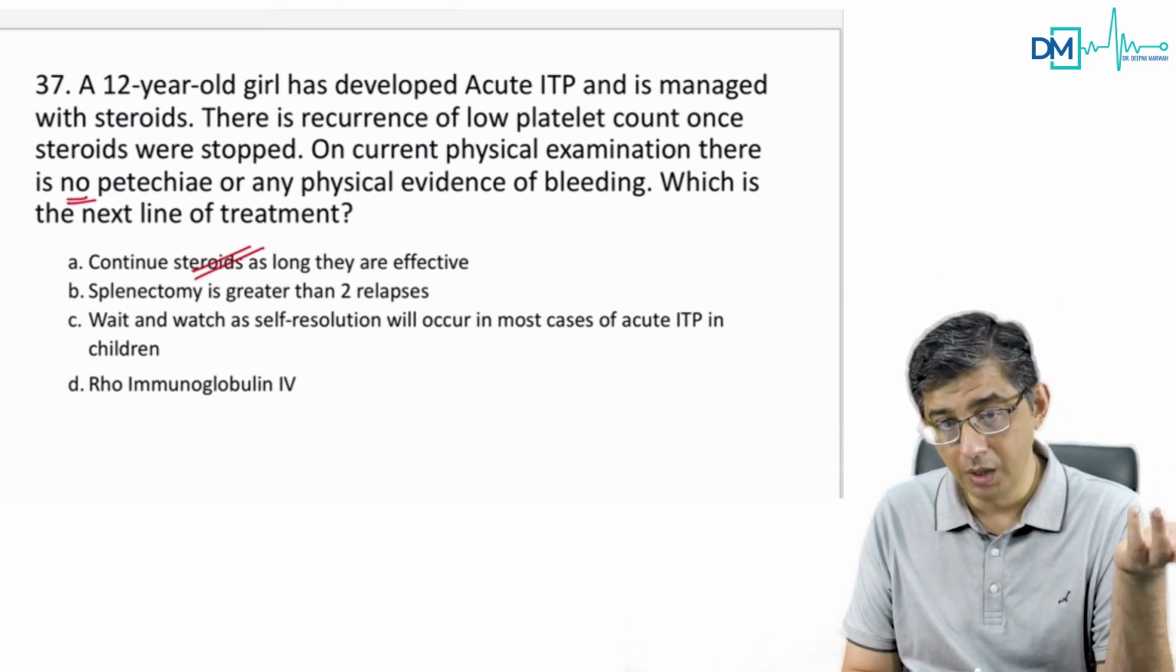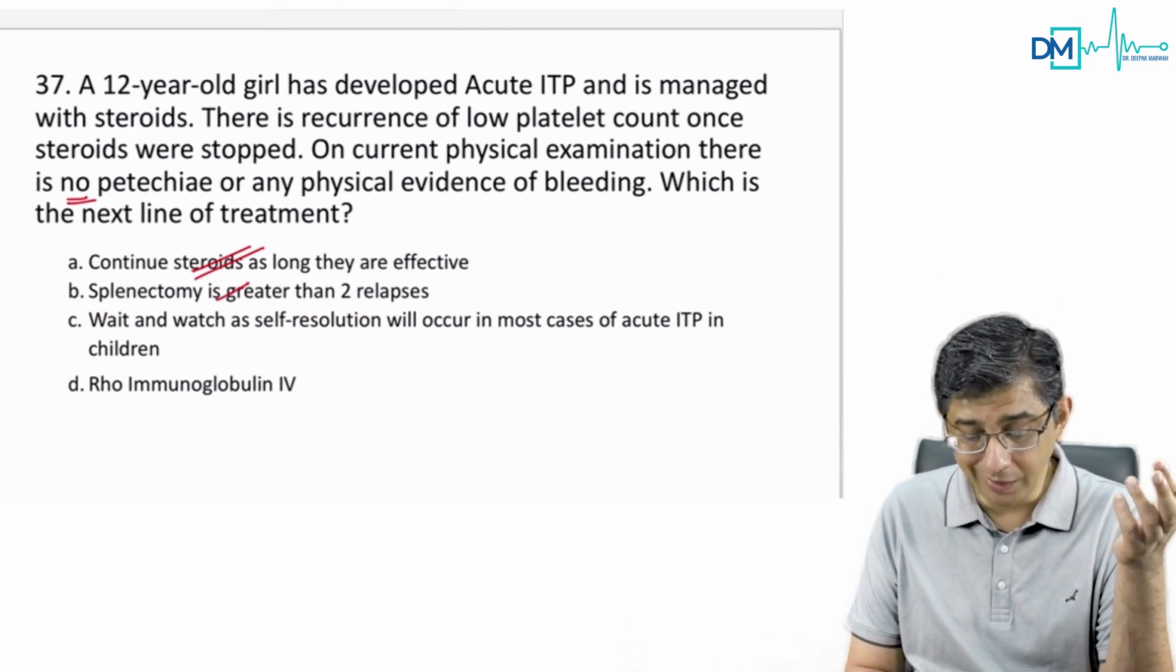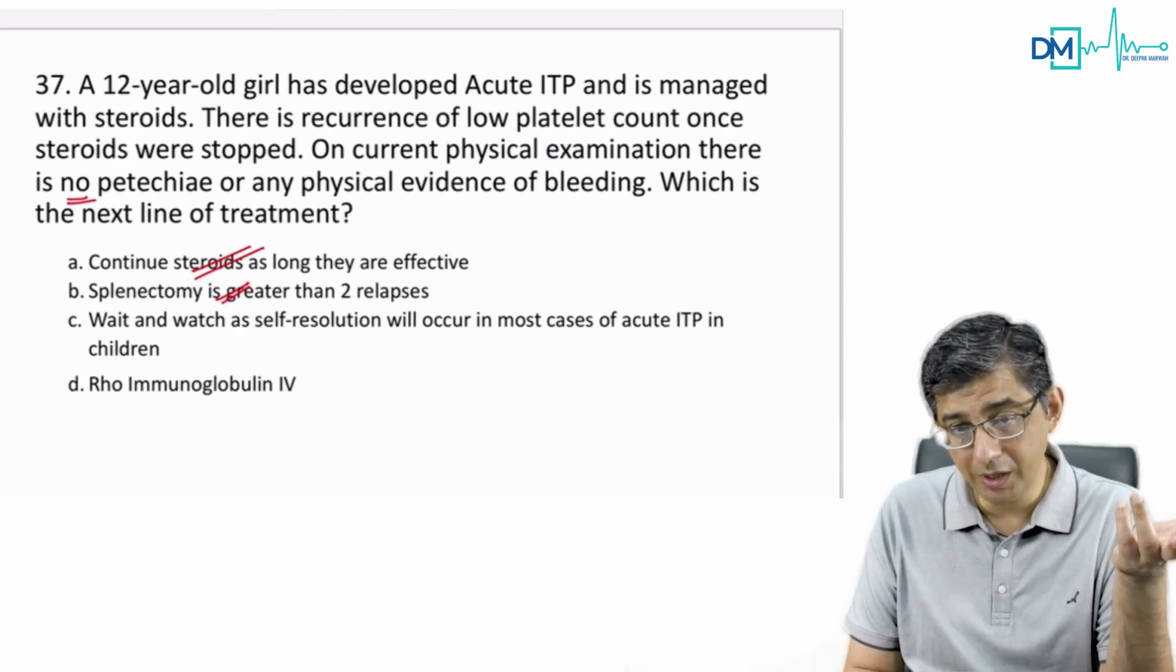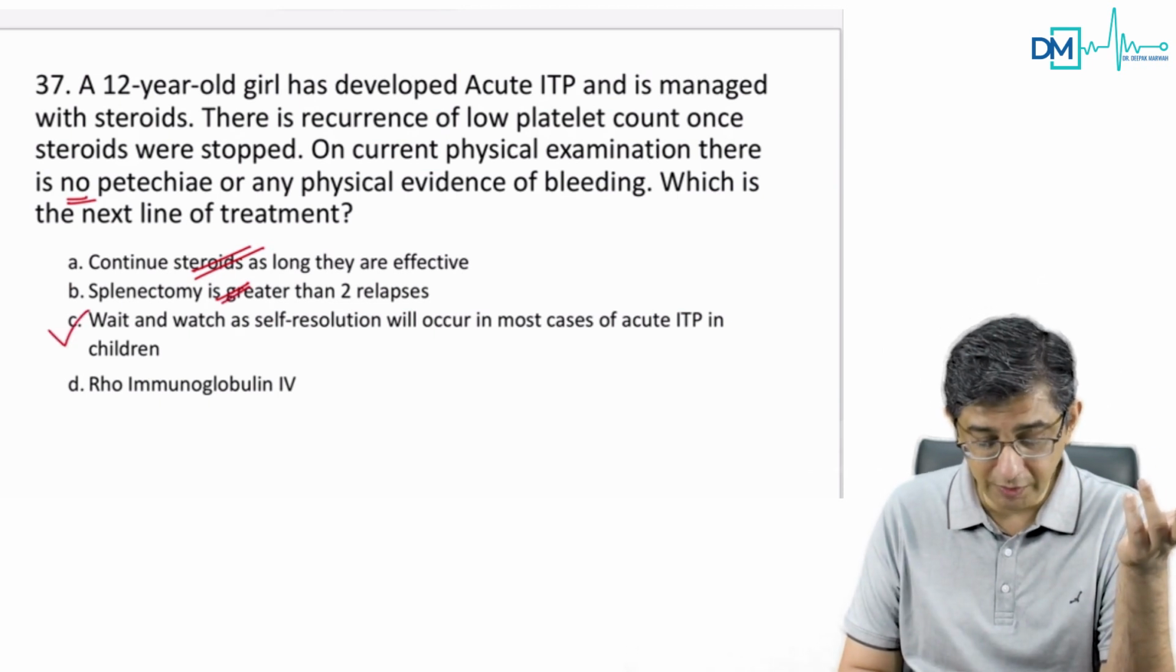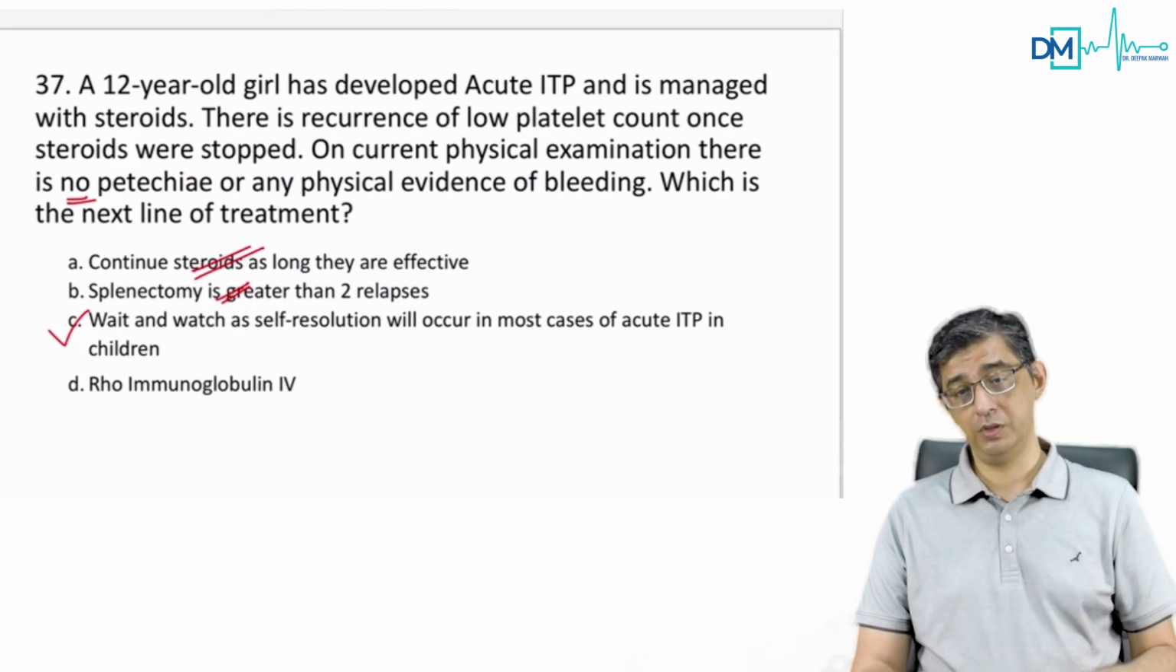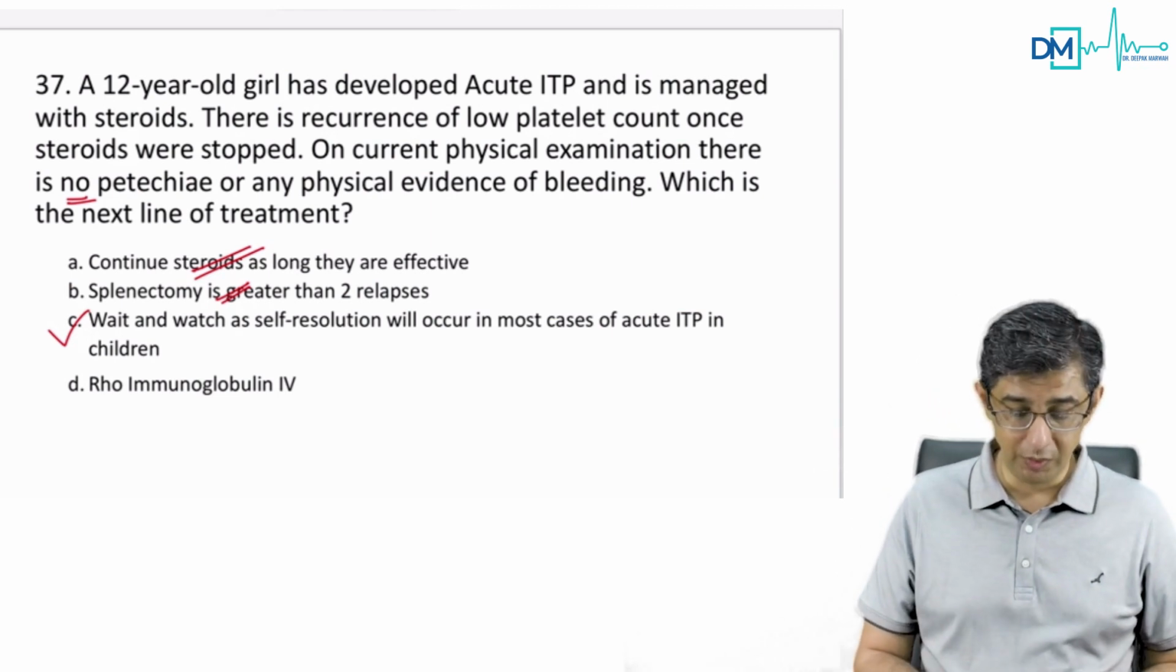So A is ruled out. Splenectomy is treatment for chronic ITP. As I said, this is a case of acute ITP. So this would be answered as wait and watch, with self-resolution as occurs in most cases of acute ITP.